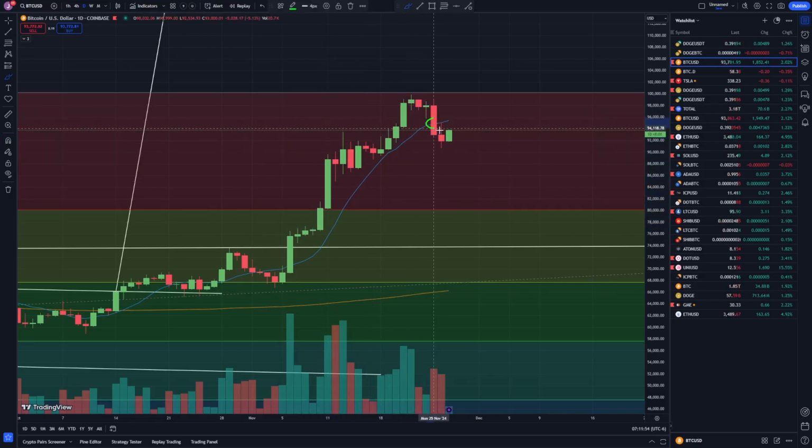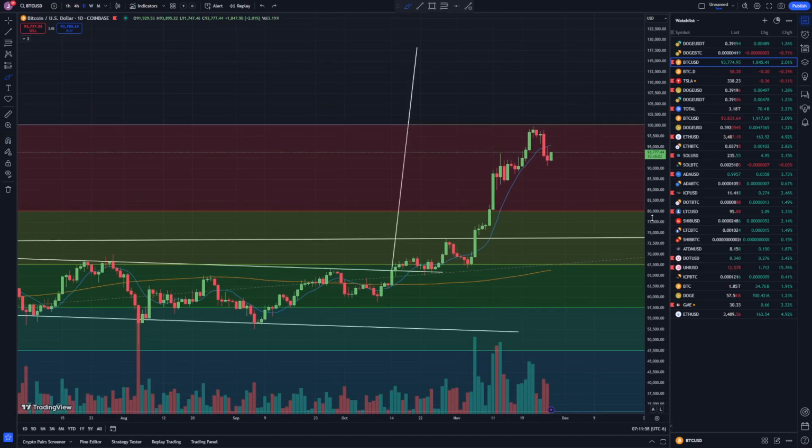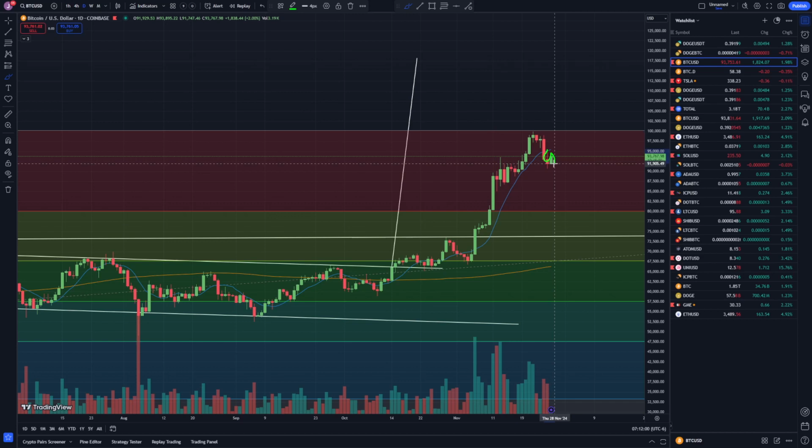When we break below it, that's not a good sign. That's a bearish signal, kind of. If we stay below it, it's possible that it's going to give us trouble and push us to the downside.